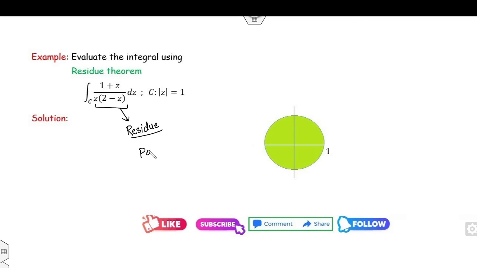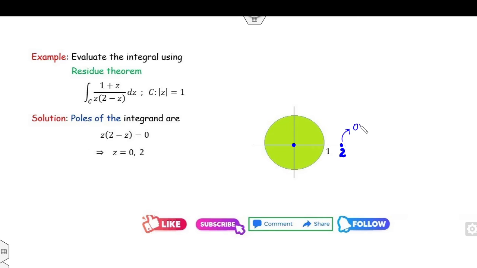How can you find the residue? Firstly, we find the poles. How can you find the poles? We put the denominator equal to 0. So this implies z = 0 and z = 2. Now you can check where they lie. z = 0 lies inside the circle. z = 2 lies outside the circle. Therefore, there is only one pole, at the point z = 0.